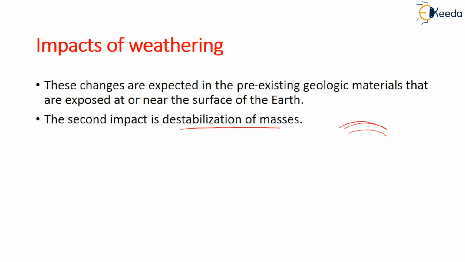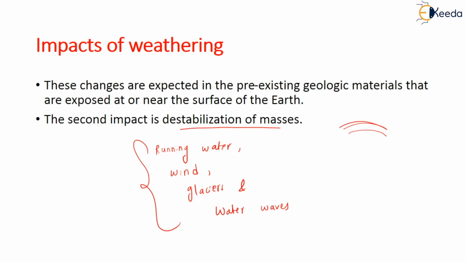What happens is the strength of the mass will get reduced, or the stabilization will get reduced. This weathering destabilizes the surface materials and encourages movement by erosion, where erosion is done by geological agents like running water, wind, glaciers, and water waves. These are the four agents which cause the destabilization of the masses.